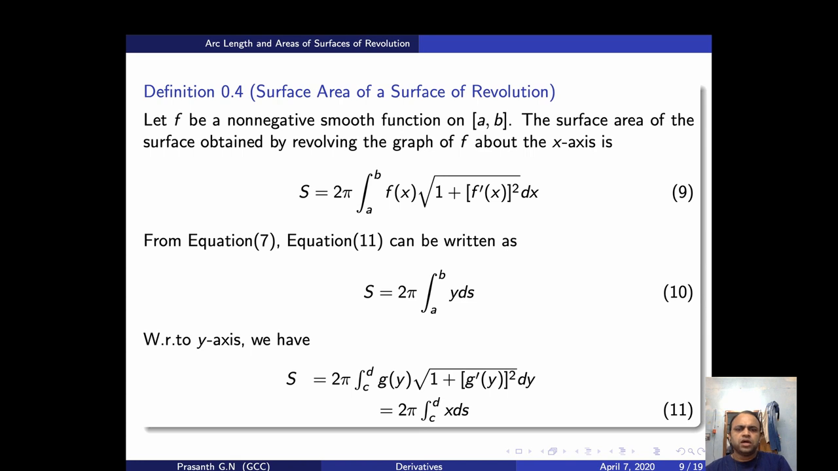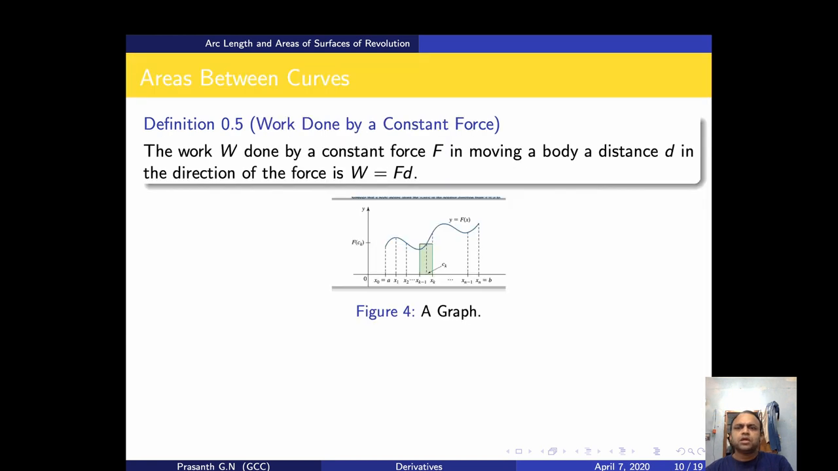Equation 7. We can write S is equal to 2 pi integral a to b of y ds. With respect to the y-axis, this is 2 pi integral c to d of x ds, not as dy.